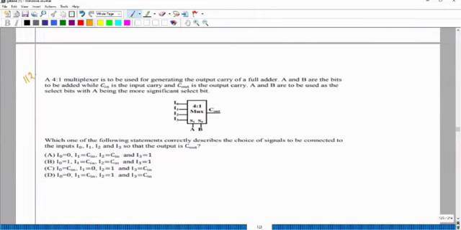They are given a 4:1 mux used for generating the output carry of a full adder. The output carry of a full adder is AB plus BC plus CA, right? A and B are the bits to be added, while Cin is my input carry and Cout is my output carry. A and B are used as selection bits, while A is the most significant bit. Which one is correct? Describe the choice of signals to be connected to the inputs.